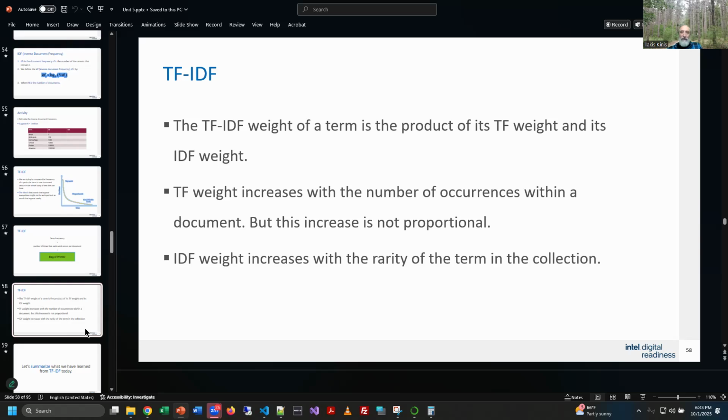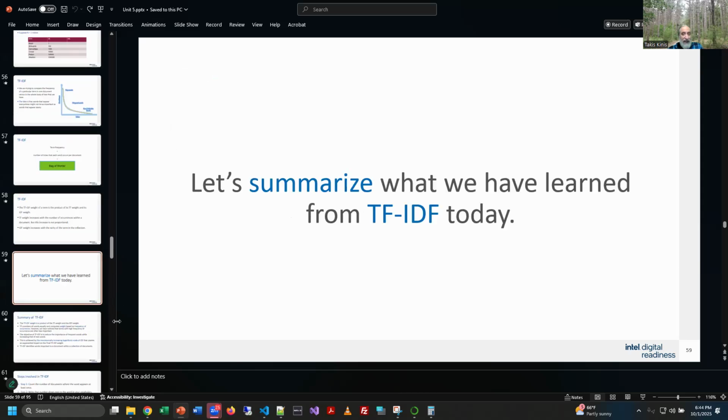TF-IDF weight is a product of the TF weight and its IDF weight. So we're multiplying those two calculations together. The TF weight increases with the number of occurrences within a document, but its increase is not proportional. Okay, and that's what we're saying mathematically. But the IDF weight increases with the rarity of the term in the collection. And that's what the logarithm brings into the equation, because we're flipping the power upside down. So the rarity of it makes it more valuable. Right? And that's how we do it with math.